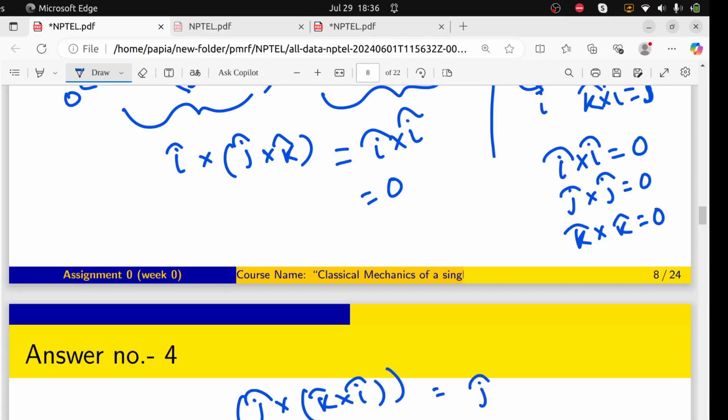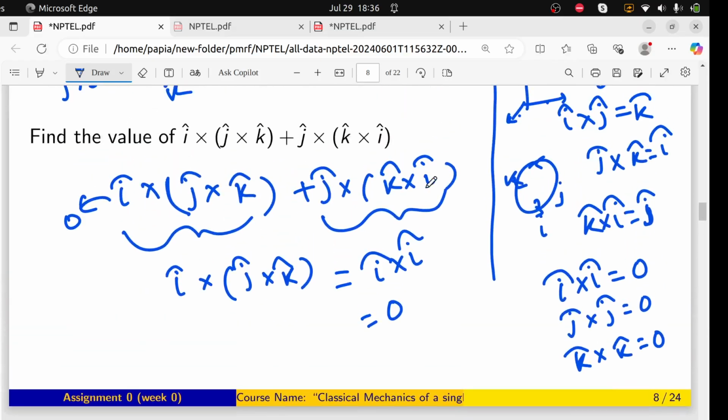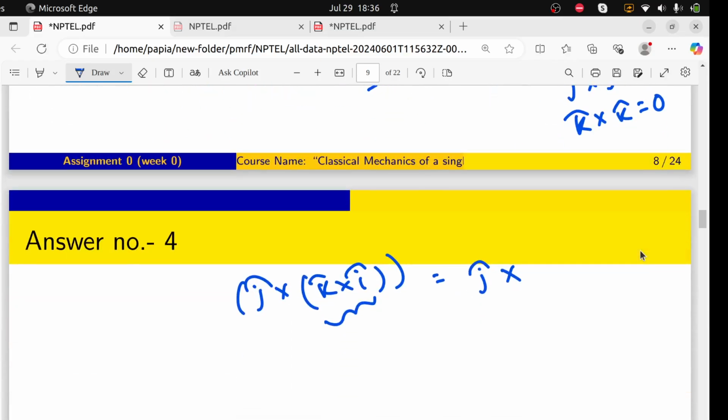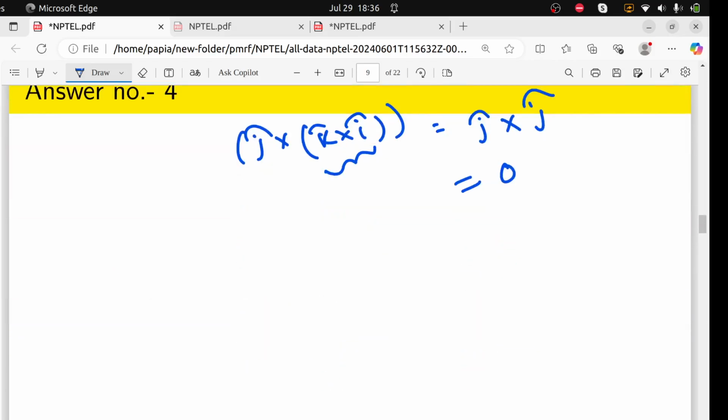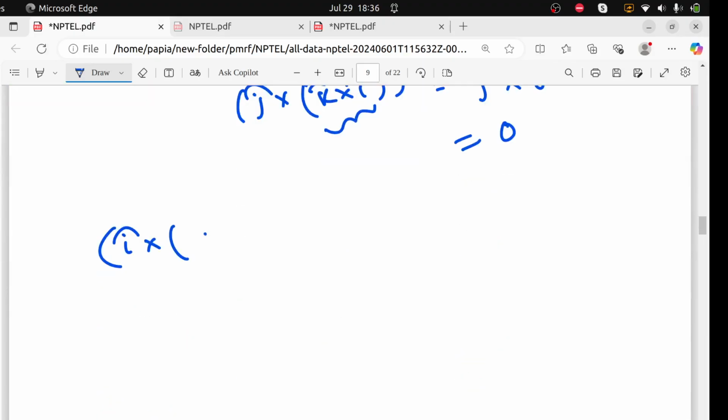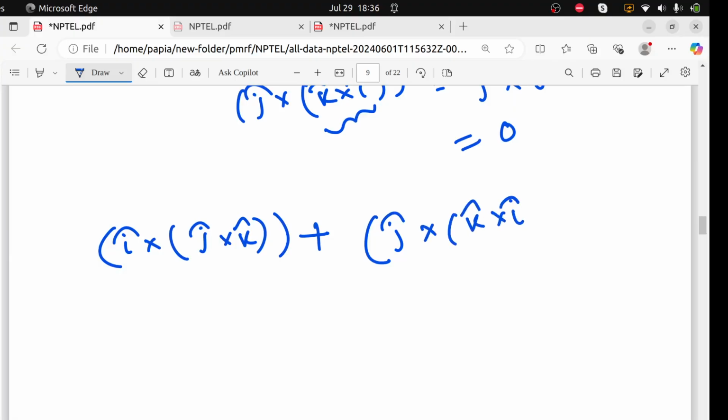So first we will do k cap cross i cap. What is k cap cross i cap? k cap cross i cap is giving j cap. So again it is j cap cross j cap, and I told you j cap cross j cap will give 0, because it is given here that j cap cross j cap is 0. So that means i cap cross j cap cross k cap plus j cap cross k cap cross i cap equals 0 plus 0, which is 0.